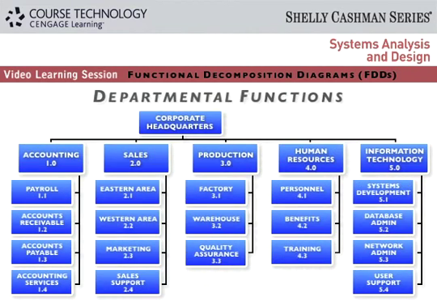Going down one level, we can see departmental functions, which are numbered for easy reference. Within each function, there might be many processes and subprocesses. How far down should you go? That depends on the level of detail you need to show.